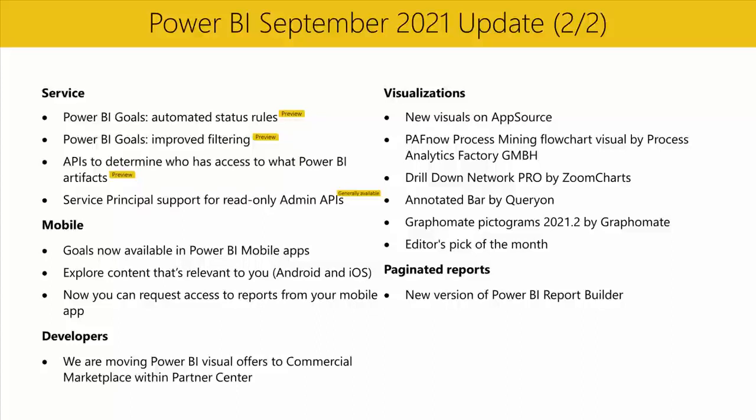You can find it in a new section on the homepage and on the new Explore page. Last but not least, you can now request access to reports from the mobile app. Now, if someone sends you a link to a report that you don't yet have permissions to read, you can request access directly from the app.